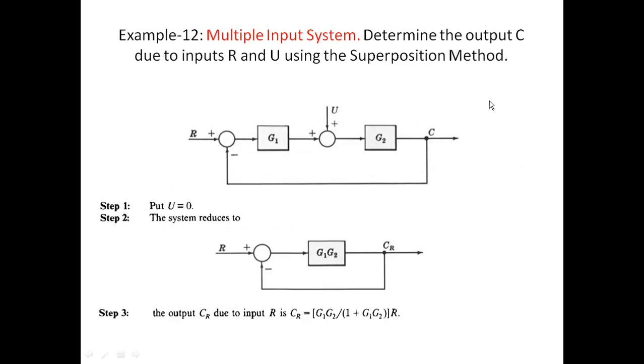So we simply take some examples to understand these 5 steps. Here R and U are 2 inputs and C is the control output. The response due to R we will calculate first. For that U must be 0. So the simplified block diagram is G1 and G2 in cascade, and this is a unity negative feedback system. So the response due to R is nothing but G1 G2 upon 1 plus G1 G2, whole into R.